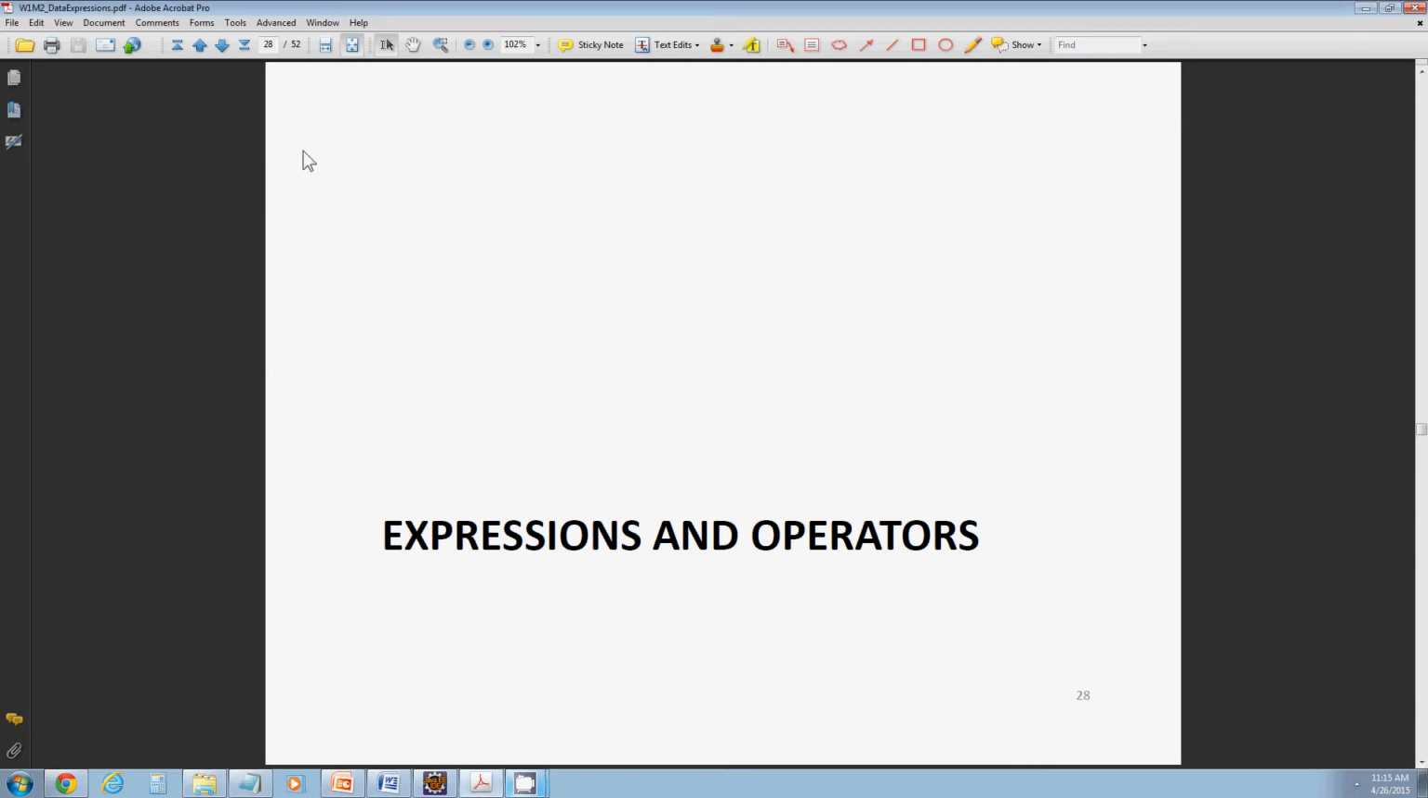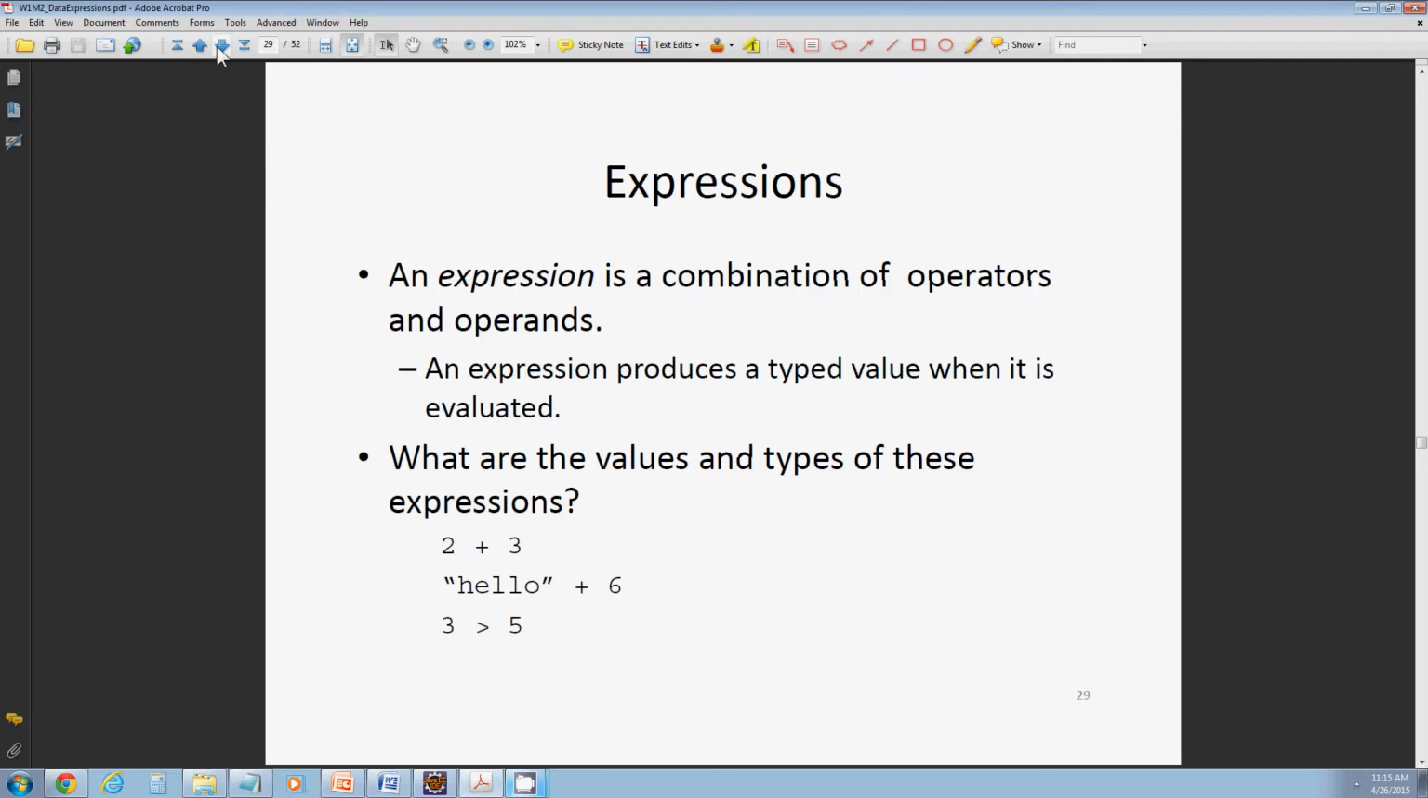Let's talk a little bit about expressions and operators. An expression is a combination of both operators and operands. And when you evaluate an expression, you get a value that has a type. So this is an expression, for example. The value of this expression is 5, and the type would be int, because when you take one int and add it to another int, the result is an int.